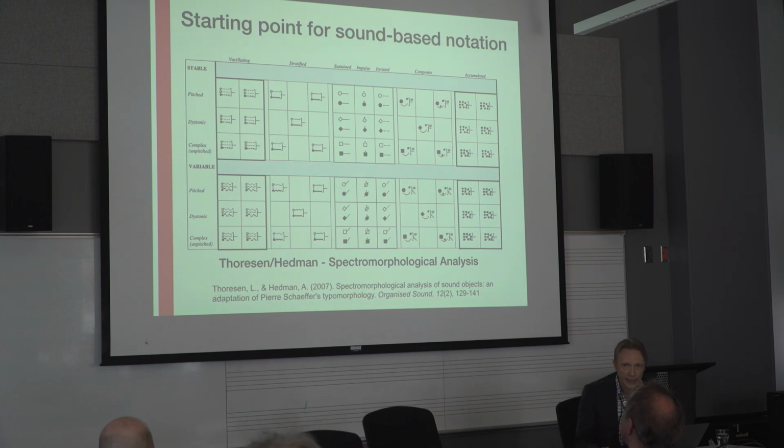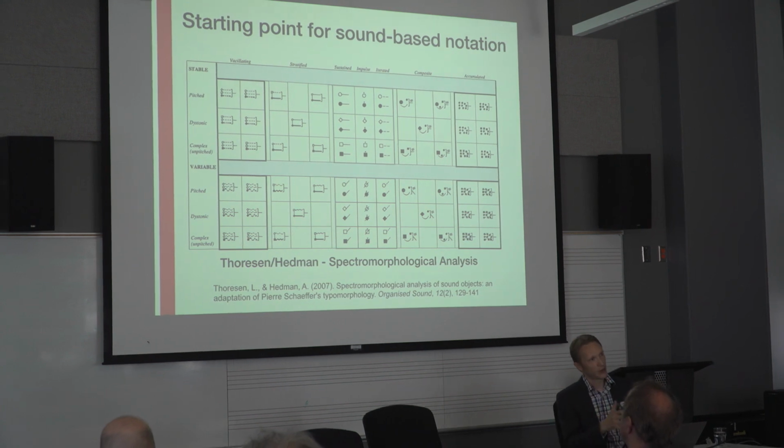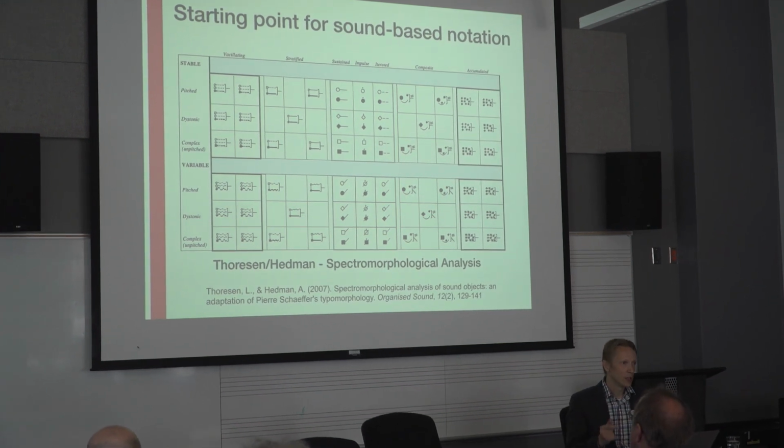And of course, for me, in order to use this from a composition perspective, I had to make further adaptations. But the starting point was to use much of the Thoresen symbol framework, because it was a tried system. It had been used successfully to actually describe interesting sounding structures.